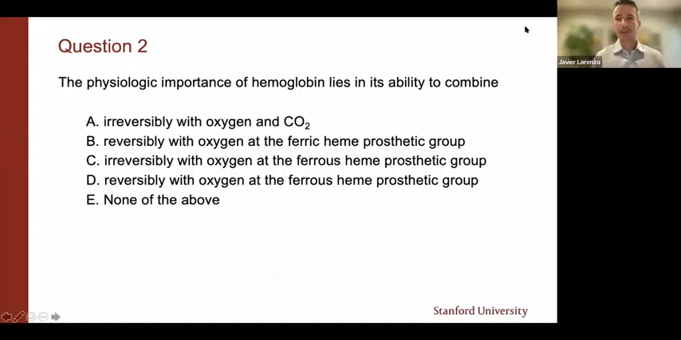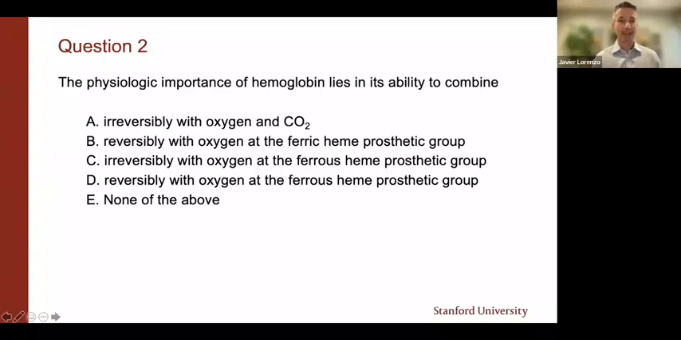What might be the answer for this? Does hemoglobin bind irreversibly with oxygen? Would we be here alive if it did? We wouldn't be here. We wouldn't survive. So at least you can cancel A and C.